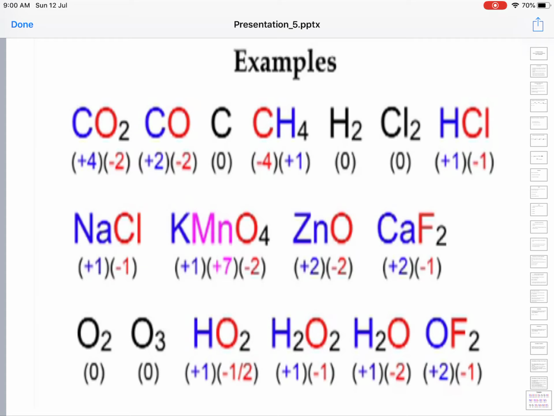In KMnO4, K is +1, the 4 oxygens total -8, and Mn is +7. You can actually sit and calculate this, very easy. You can find the oxidation number of the central atom, like Mn in KMnO4 and carbon in methane, like that.